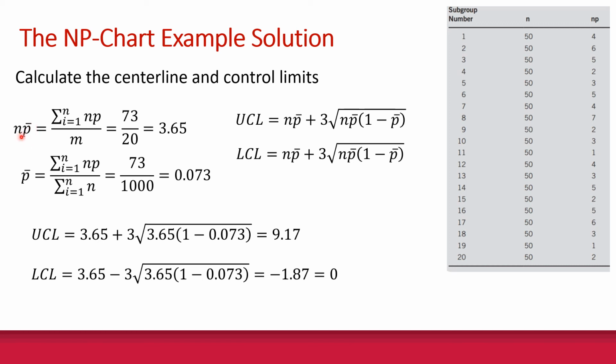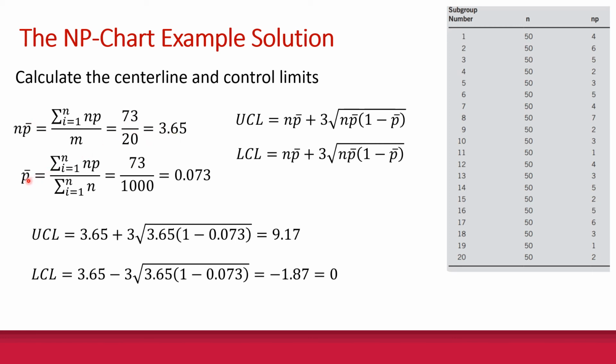So NP bar is calculated as the sum from i equals 1 to m of NP, divided by m. In this case, m is the number of subgroups we have, which is 20. The sum of NP is simply adding up this column of the number of defectives: 4 plus 6 plus 5 plus 2 all the way down. That's going to be 73. So you get 3.65. That's NP bar.